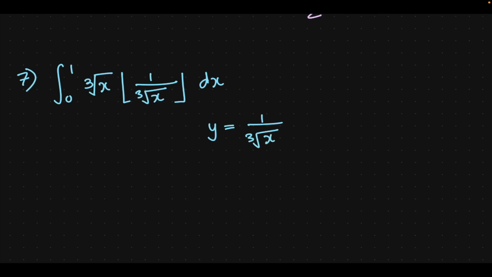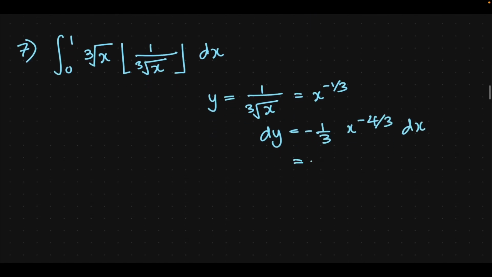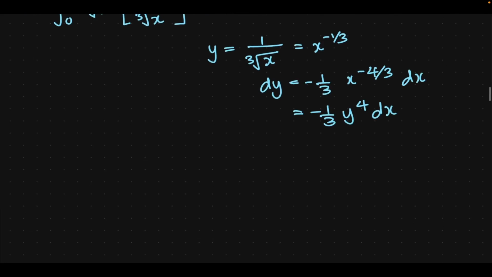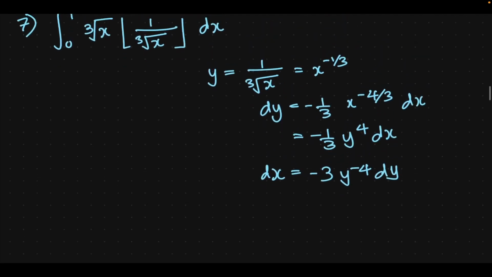So if I set y to be 1 over cube root of x, that's just x to the minus 1/3 power. So dy is just minus 1/3 x to the minus 4/3 dx, which if we simplify carefully is y to the 4th dx. So we can solve for dx in terms of dy. So dx is minus 3 y to the minus 4 dy. And just plug this all in the original integral that we have here.